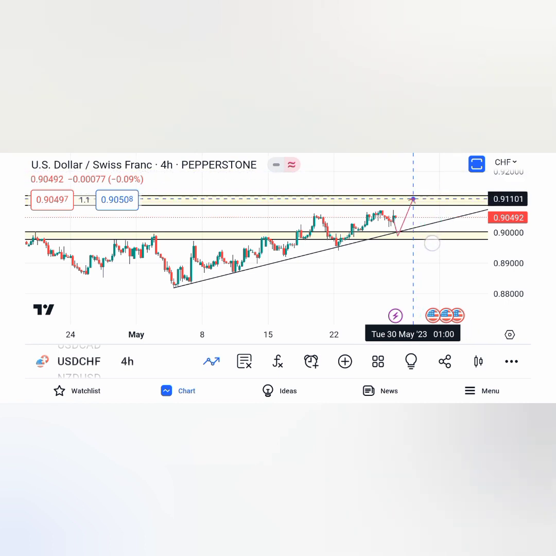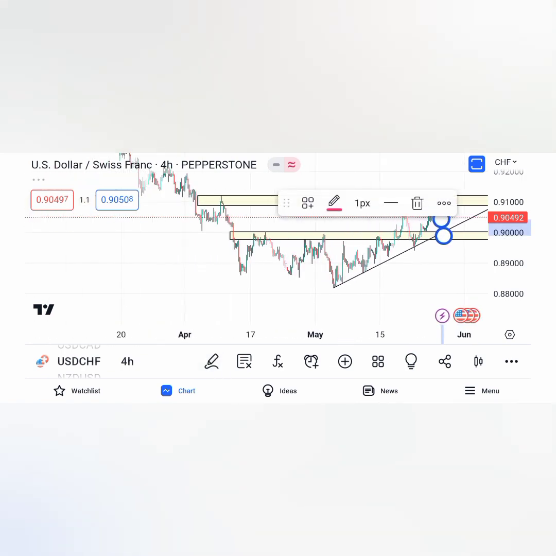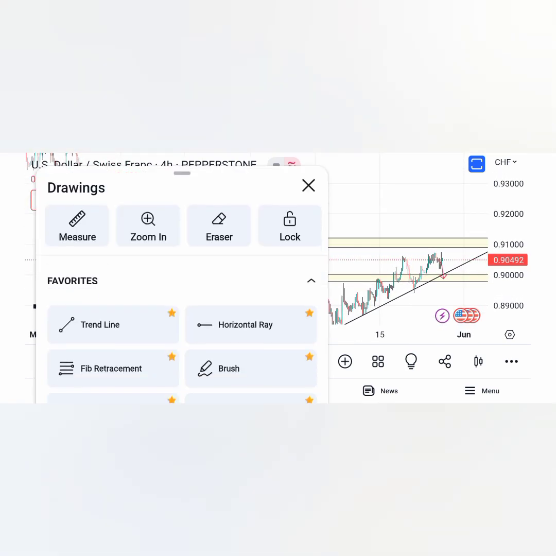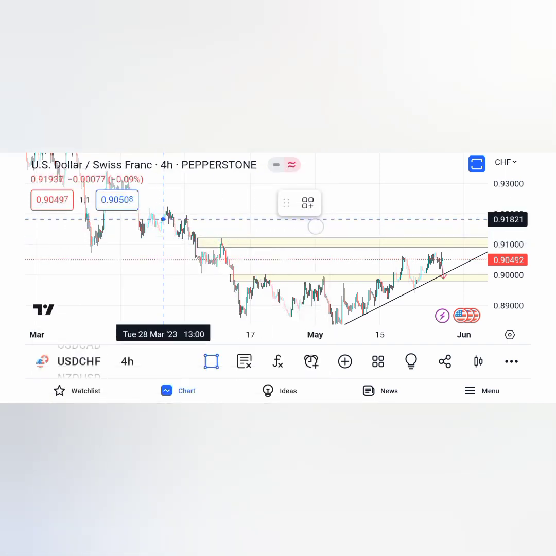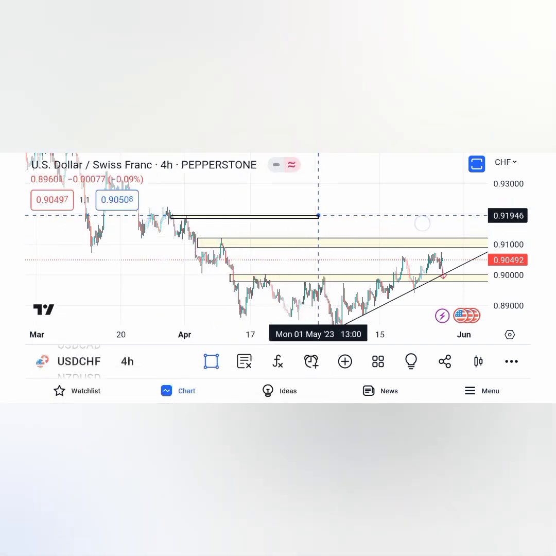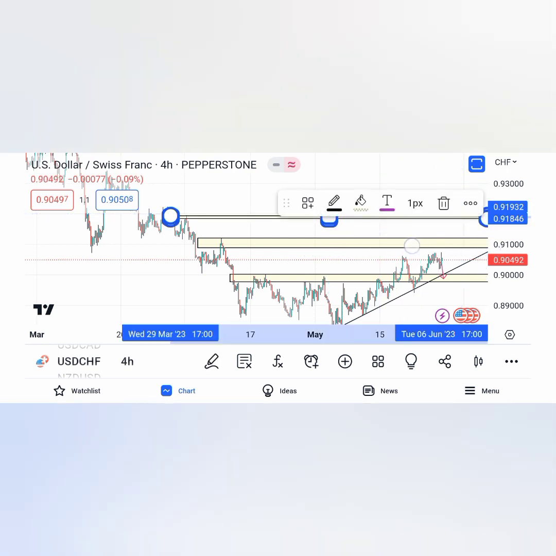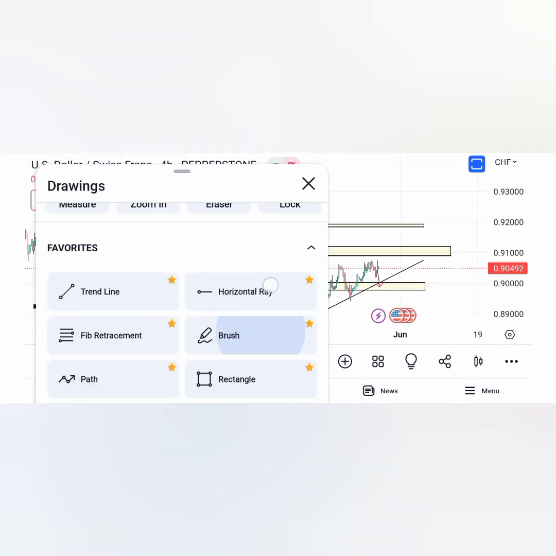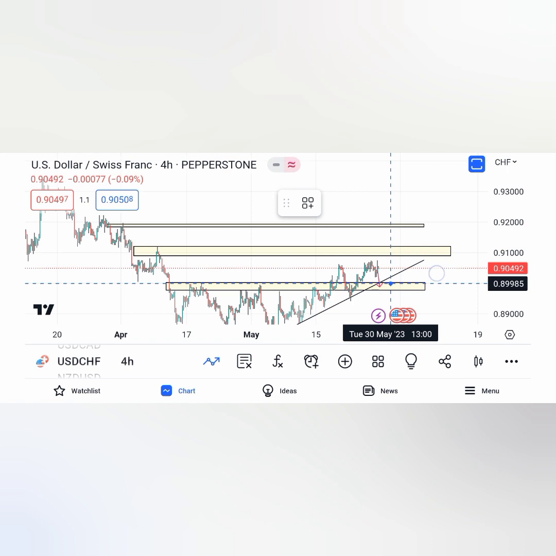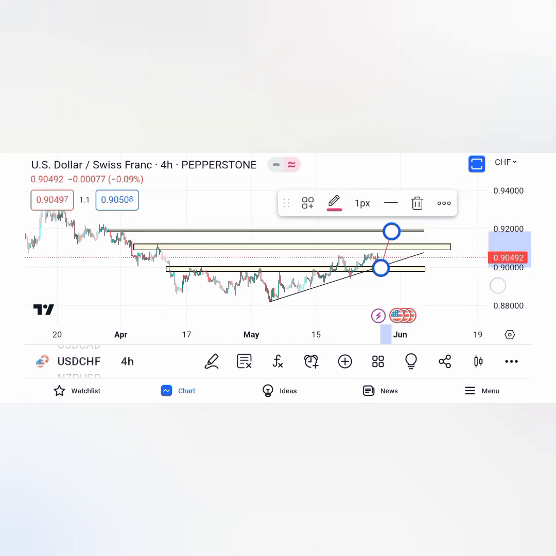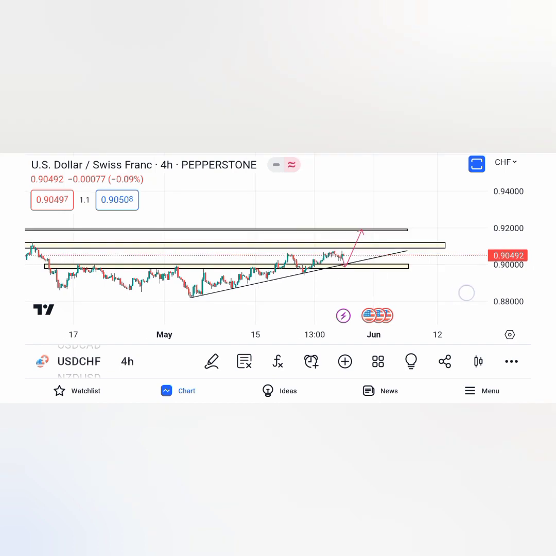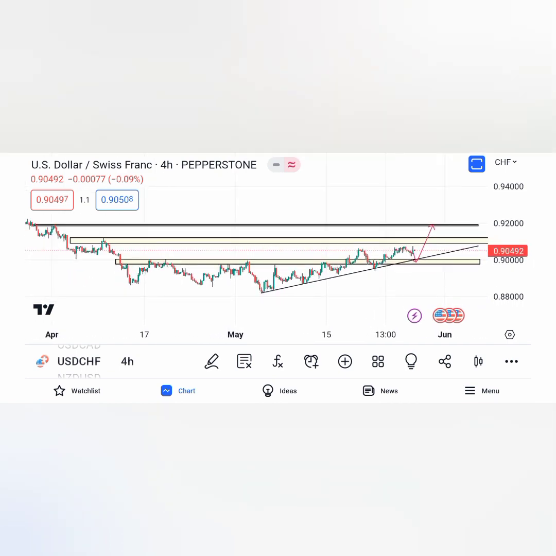Now, if USD CHF breaks this particular zone, my target is this very point. So let's zoom our chart. My target will be this level here. So that will be my target for USD CHF if it breaks this particular level. So that's it for USD CHF. This is my analysis on USD CHF.